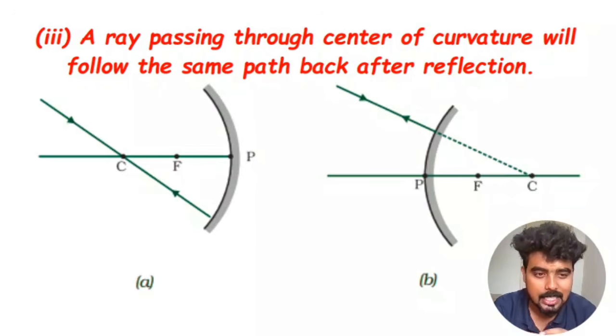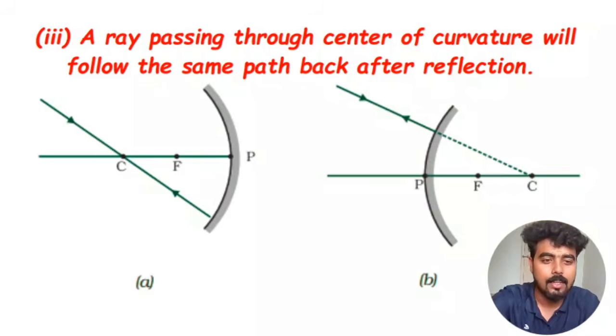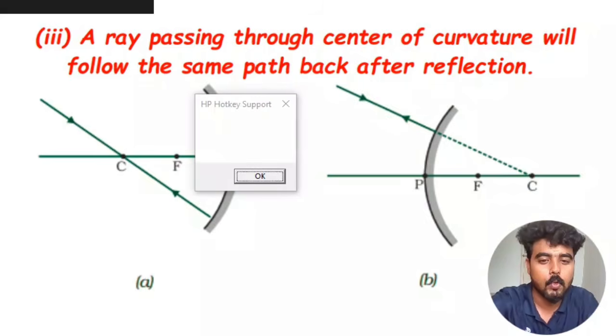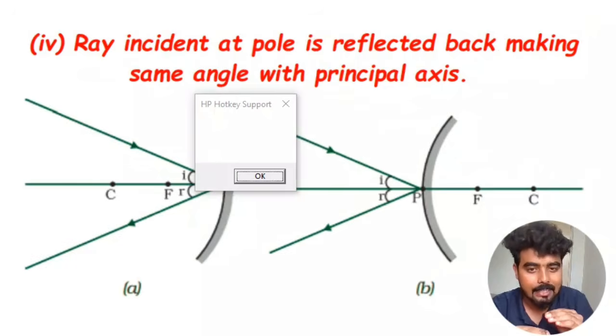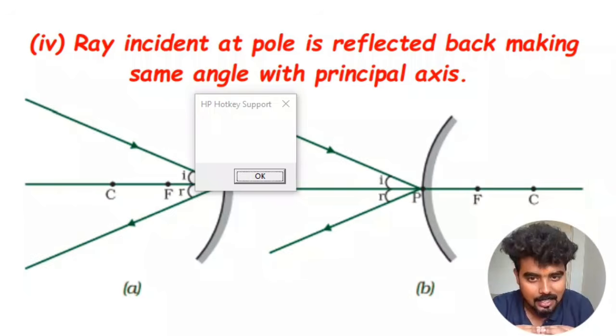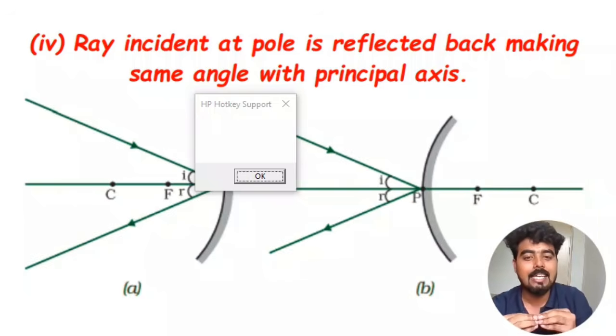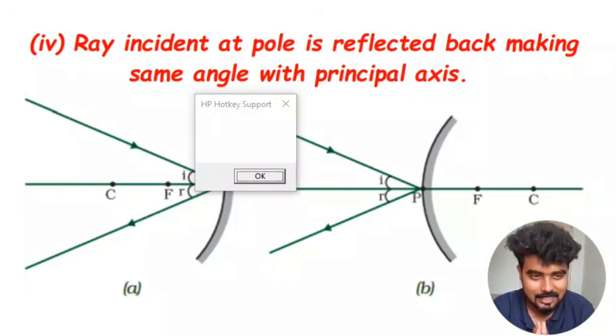This is the third rule. Okay. Next, we are going to see the fourth rule. A ray of light incident obliquely to the principal axis towards the pole of the mirror is reflected obliquely. The incident and reflected rays follow the laws of reflection.